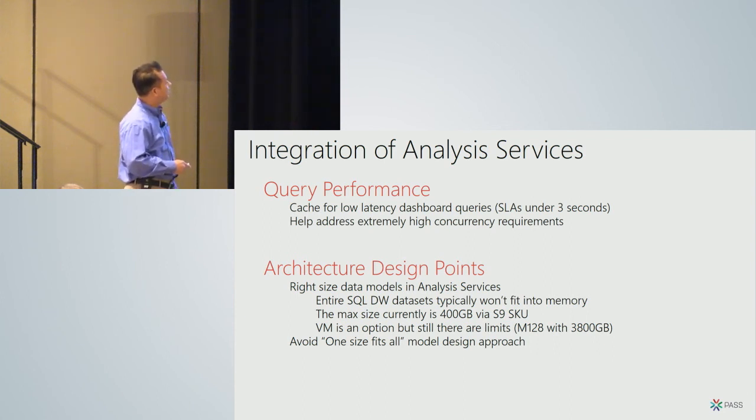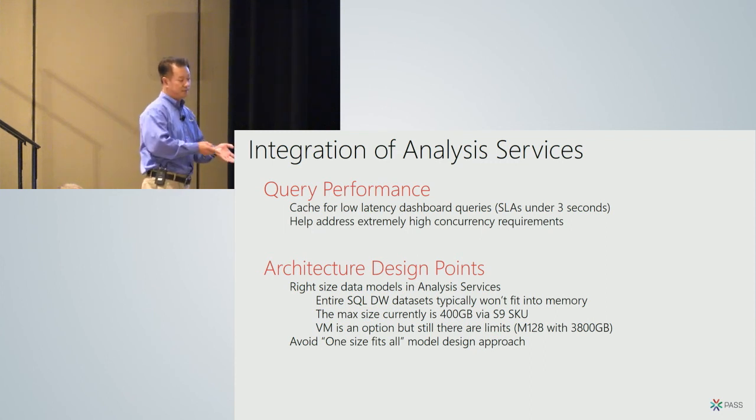Because there's also a limit right now, 400 gig, with the largest SKU of S9. Sure, you can go with a VM. With the M128, it has 800 gig, but it can be expensive, right? And then there's also manageability behind it. The point is to avoid a one-size-fits-all cube. You always want to design a cube specific for a certain user. Keep it small, because the complaint here is the latency of processing the data into Analysis Services, right? When you talk about processing terabytes of data, it could take days.